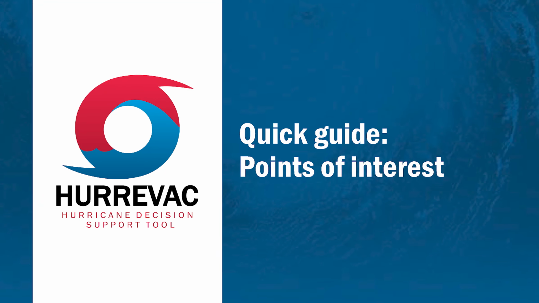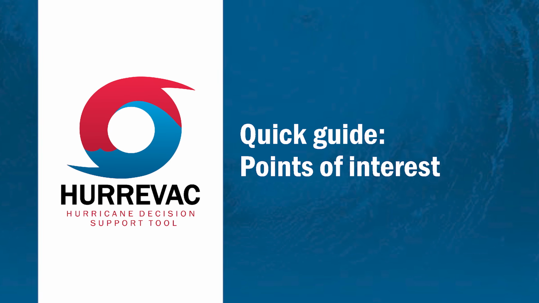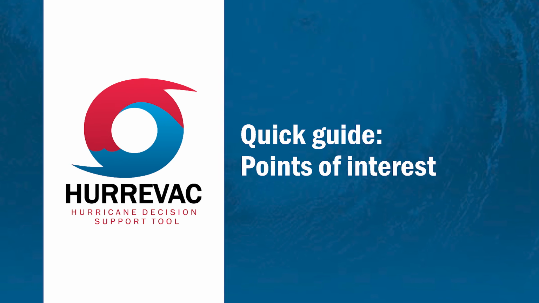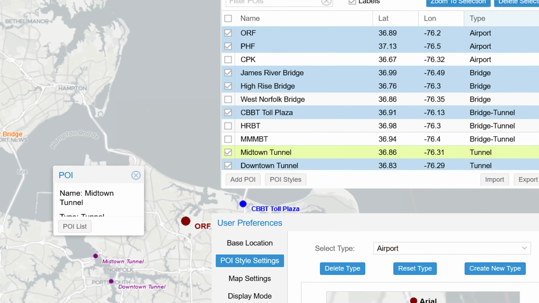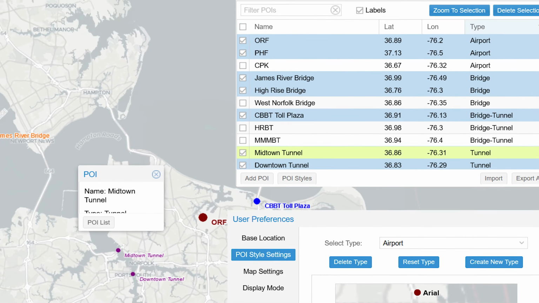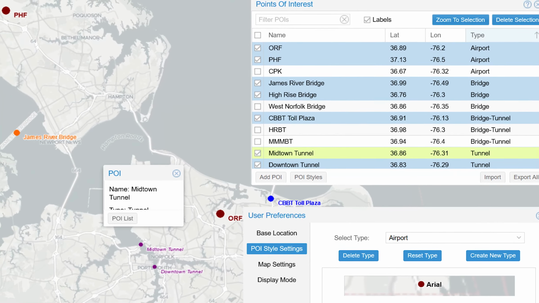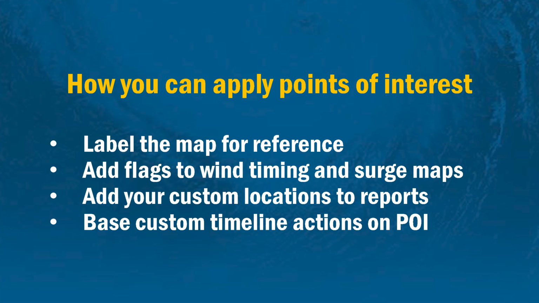Points of interest, which we sometimes abbreviate as POI, are custom locations that you define in the program. They might be things like shelter locations, fire stations, hospitals, or whatever you need to reference to help your operations. HURREVAC lets you apply these points in several ways.